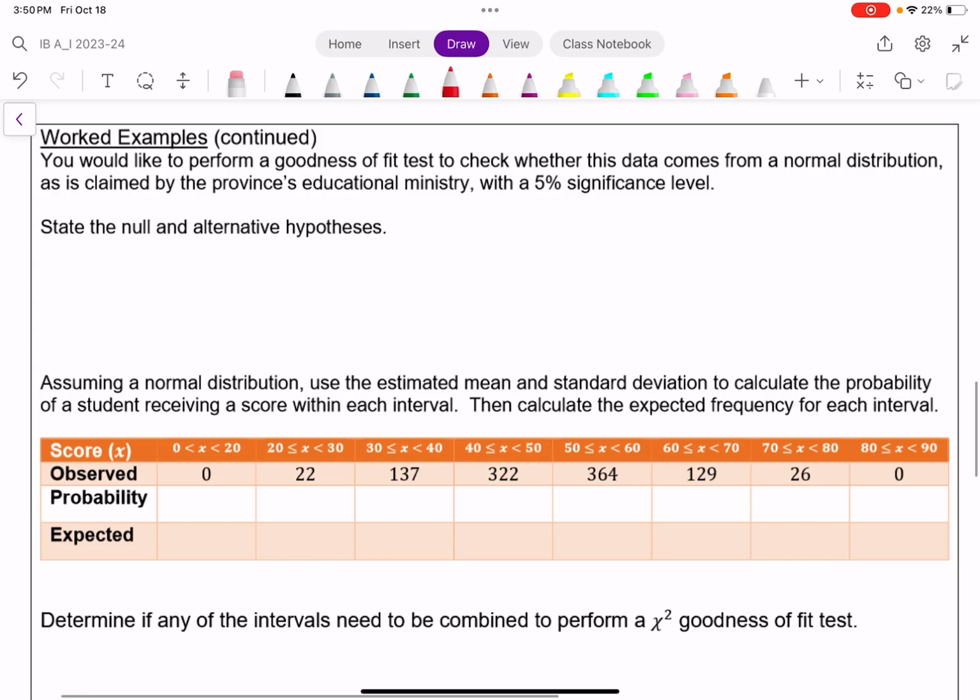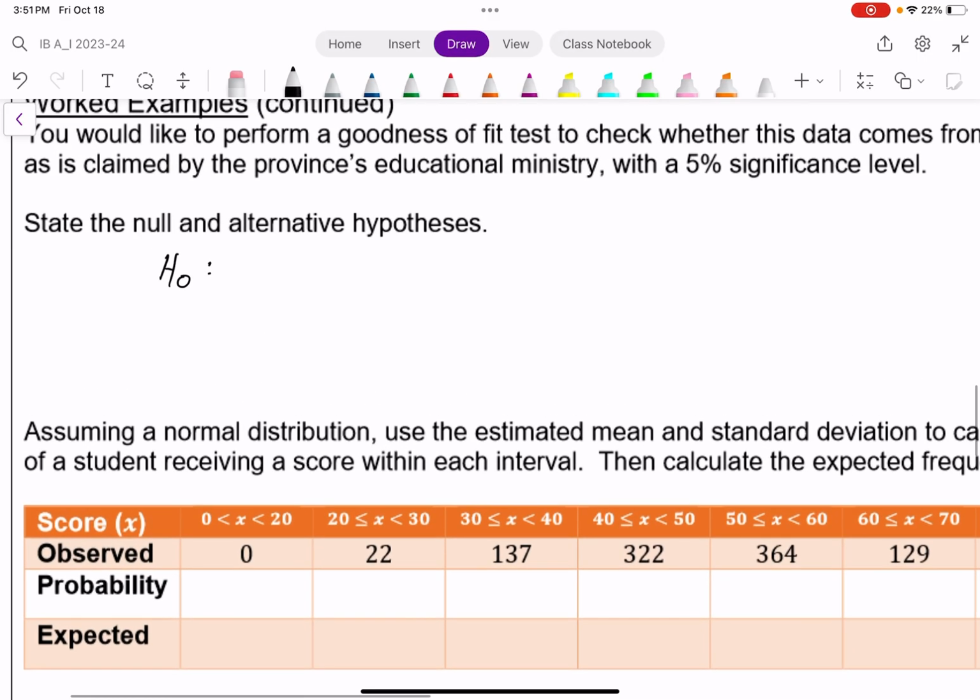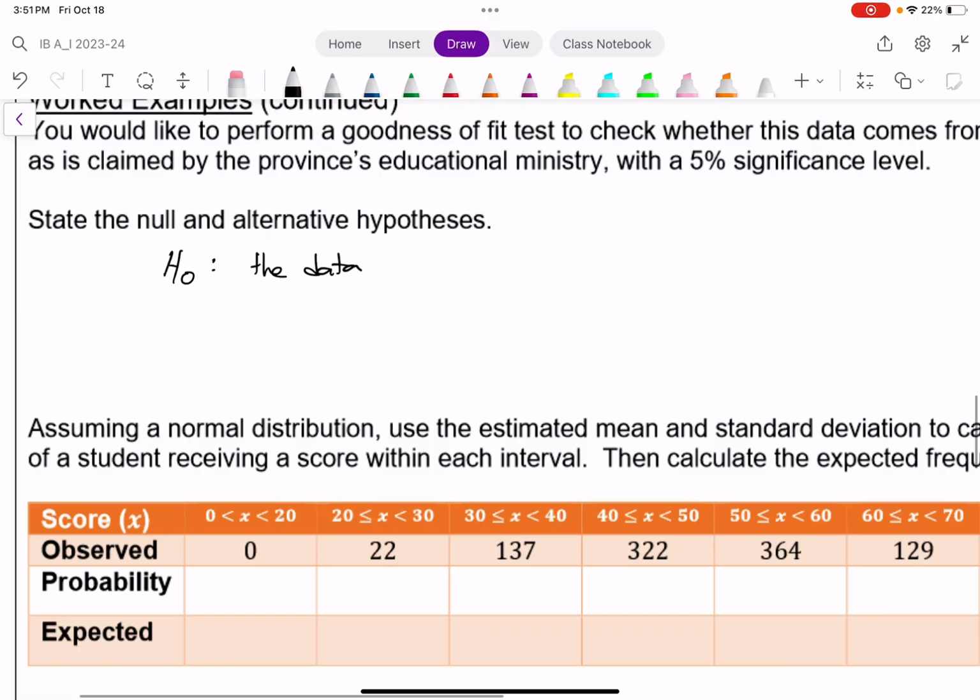So with that said, we want to perform a goodness of fit test to check whether this data comes from a normal distribution, as is claimed by the province's educational ministry, with a 5% significance level. So the null and the alternative hypotheses. The null hypothesis is the status quo, essentially in this case that the province is correct, or that the data is normally distributed or follows a normal distribution. The alternative hypothesis is that the data is not normally distributed.